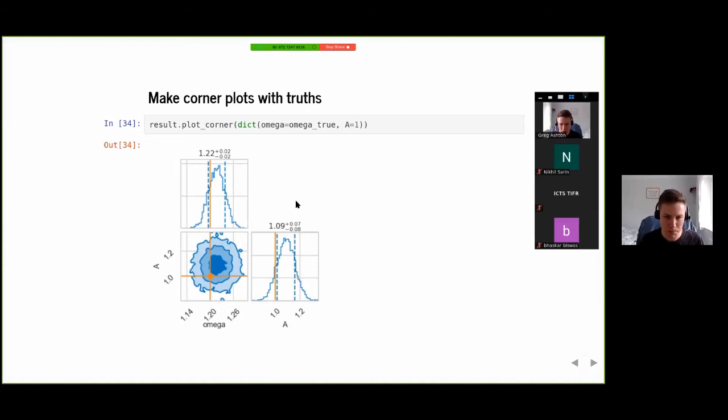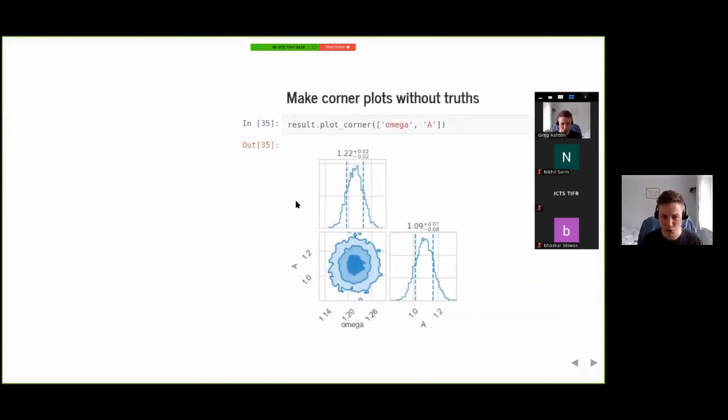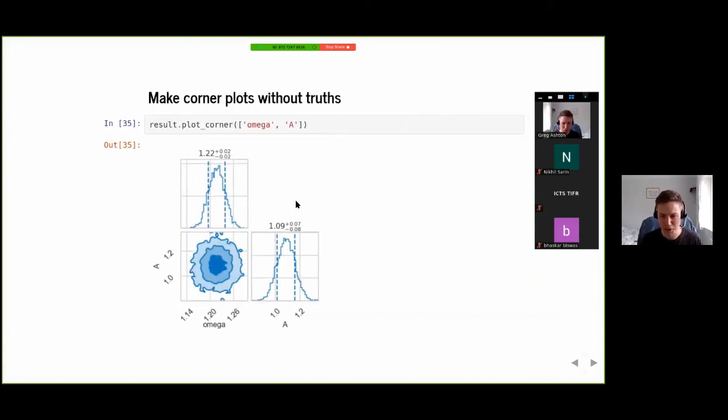And with corner plots, you can do things like adding the injection values by hand if you didn't store them in the first place, or plotting them without the truth values. If you don't have true values, for example, you just pass in a list of the parameters that you want to see.